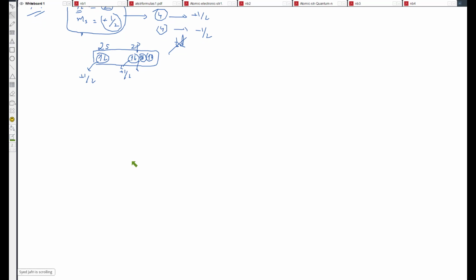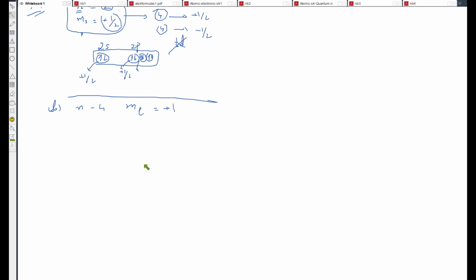Now let's try the next one. I'll try part B. They are asking again for the maximum number of electrons, but now n is equal to 4. Now they are not giving Ms, they are giving ml. ml is equal to what? Plus 1.